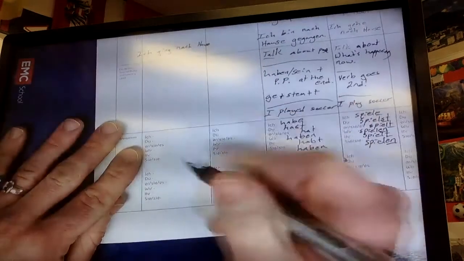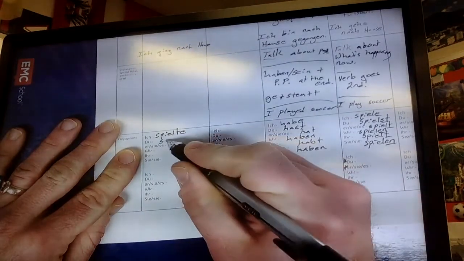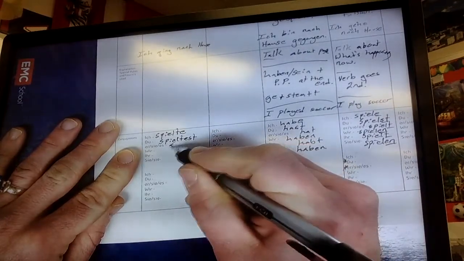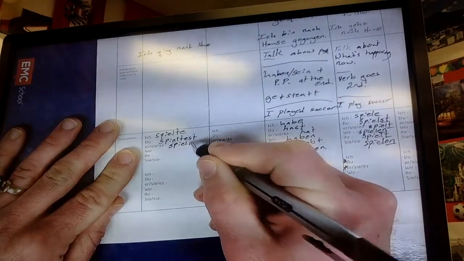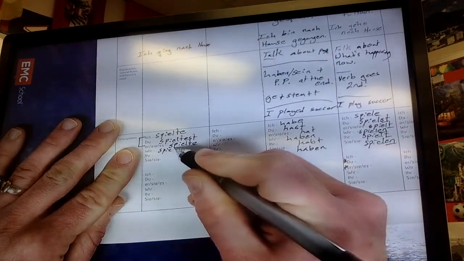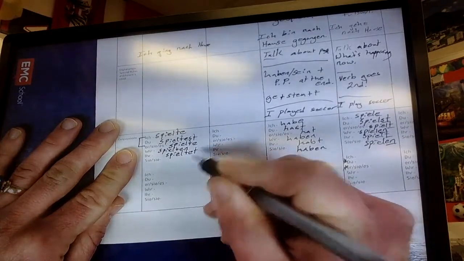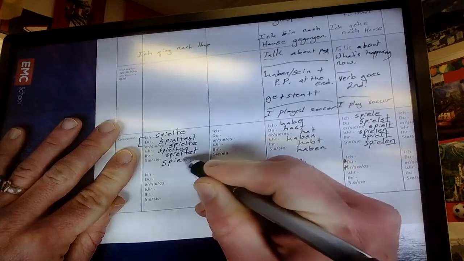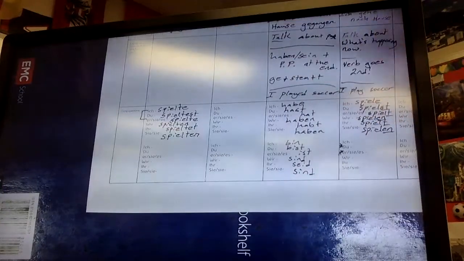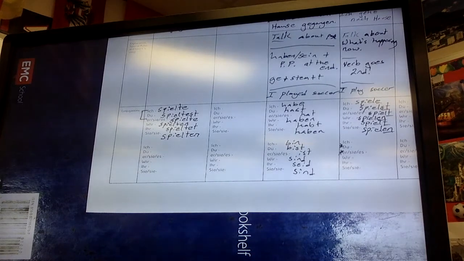If we go down and do spielen real quick, ich spielte, du spieltest, sie/es spielte, wir spielten, ihr spieltet, and sie spielten. The main ways we use the narrative past are really ich, sie/es, and wir, or sie.